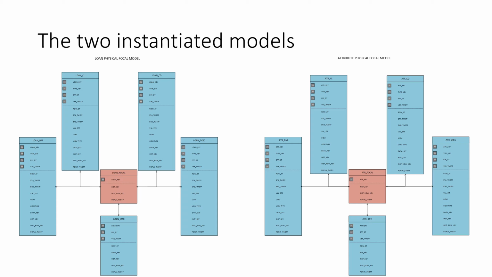We are going to create a physical focal model for loans, and then we're going to create a semantic metadata focal for attributes. And as you can see, there is a loan focal and a loan identifier. There is an attribute focal and an attribute identifier. And then we have used 4 instances of the type pattern to represent data for different descriptor concepts.